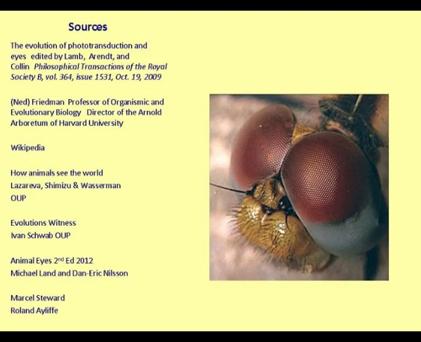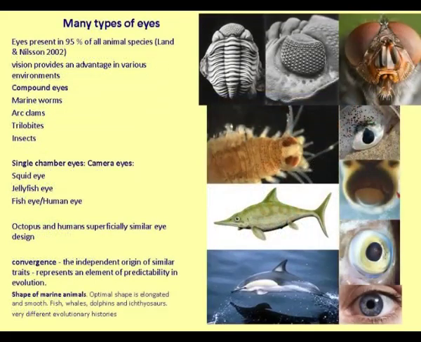Now, there are many types of eyes. We've already seen that there are these compound eyes. We also see that even in the fossil record we have evidence of compound eyes. We have eyes that are camera eyes, and all these eyes look superficially the same, but in fact they're derived from completely different sources and they're completely different groups of animals.